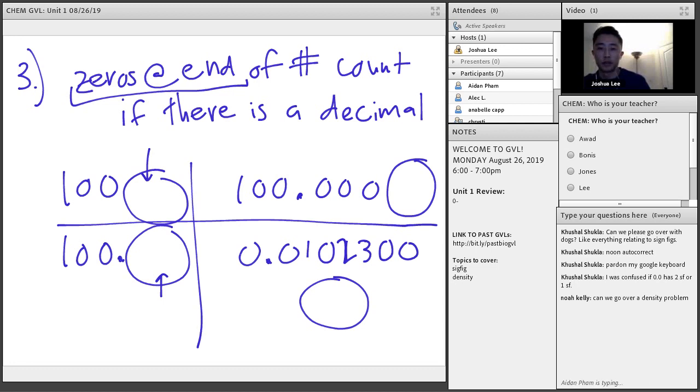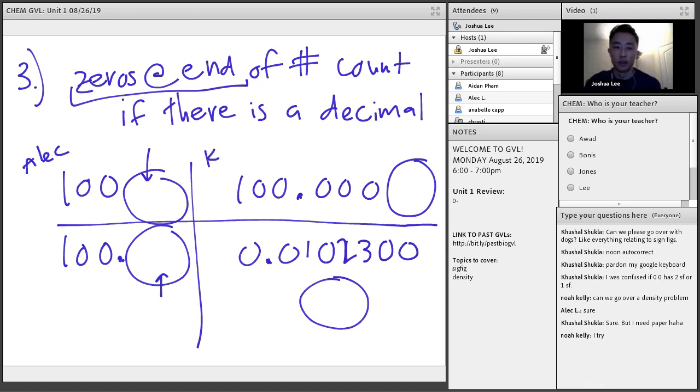Anyone want to give it a shot? All right. Anyone else? Sure, but I need paper. I'll try. All right. And a fourth person? We have Alec, Kushal, Noah. We'll have Alec go here. We'll have Kushal go here. We'll have Noah go here. Anyone else? All right, then I'll do that. Okay, Aiden will go here.